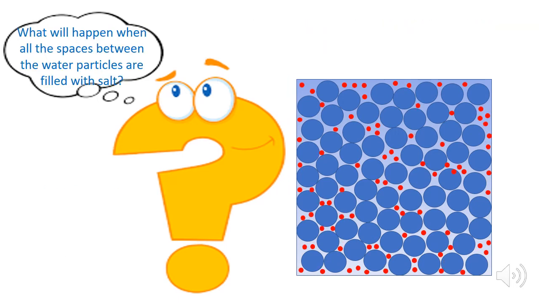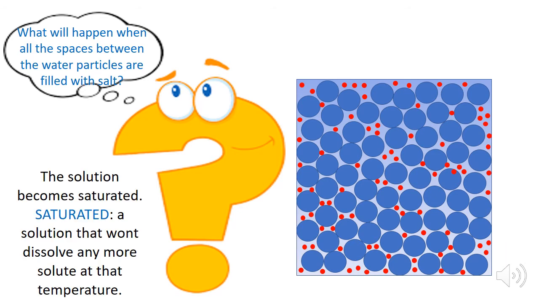But what would happen if we added so much salt that all those spaces between the water particles were full up? Well, we would say that the solution would become saturated. Saturated just means it's a solution that won't dissolve any more solute at that temperature. And you would notice it was saturated because you would see a layer of salt forming at the bottom of the cup or the beaker or the glass, whatever you're doing the experiment in. And it doesn't matter how much you stir it, it's not going to dissolve.